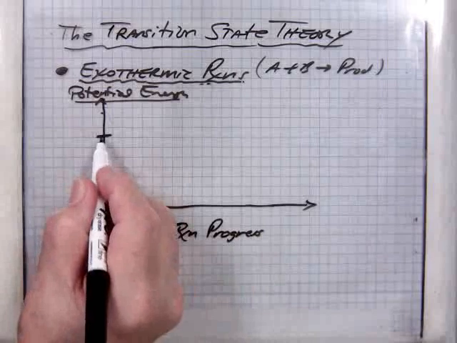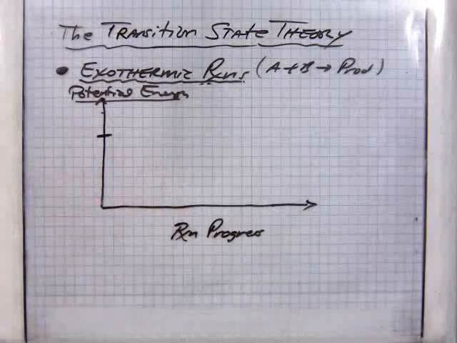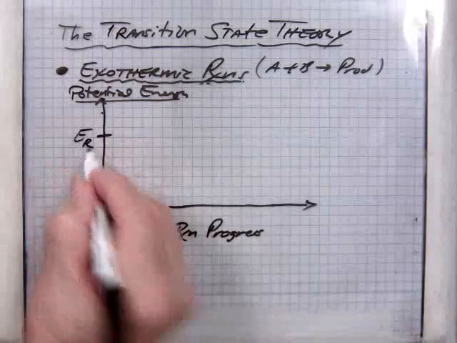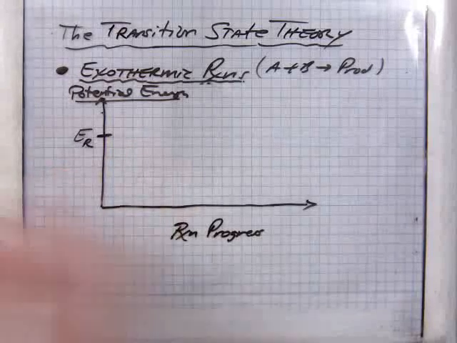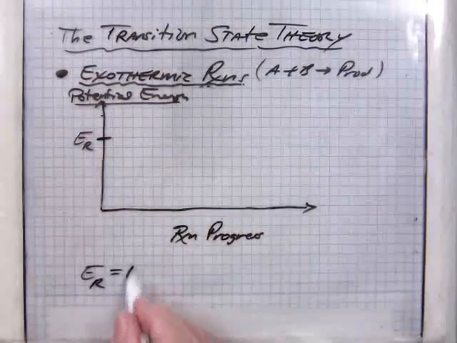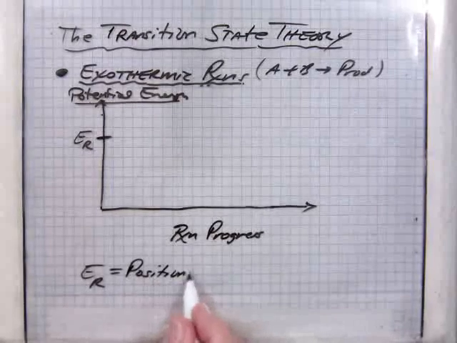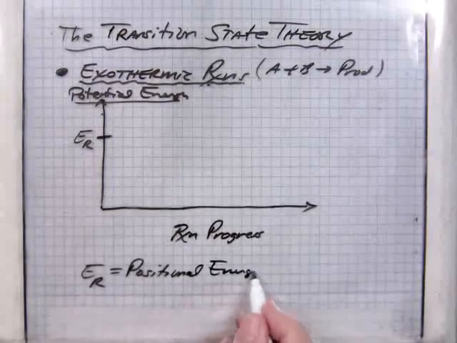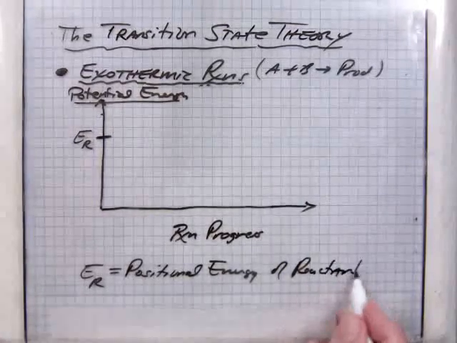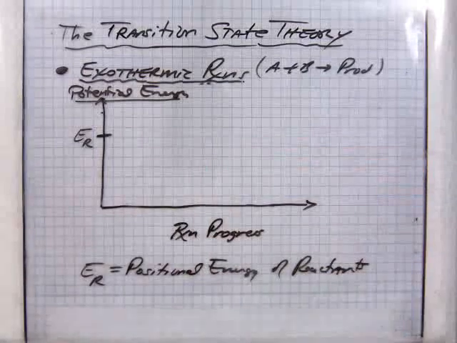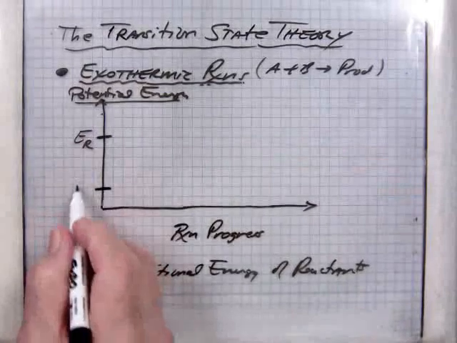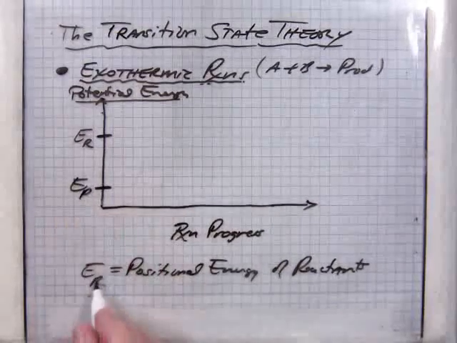I call that the positional energy of the reactants, and I'm going to put ER right there. You might want to make a note, ER is positional energy of the reactants. After the reaction has produced products, the products have an energy level below that of the reactants, EP.